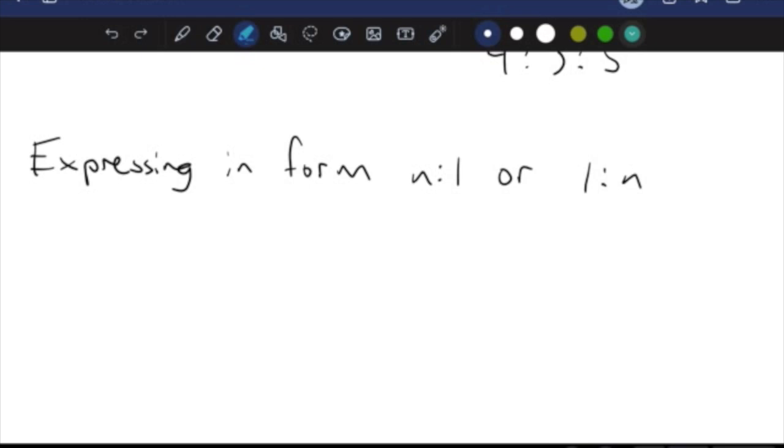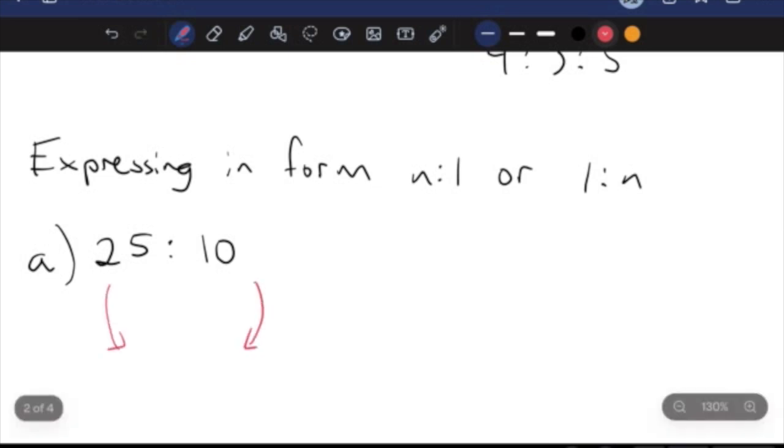So for part A here, I want to express 25 to 10 in this form n to 1 or 1 to n. Because we want to get one of these down to 1, it's typically going to be the smallest number. So between these two, our 10 is the smallest number, and we want to get that to 1. We can pretty easily do that. We can get any number to 1 by dividing it by itself. So I'm going to divide 10 by 10. That's going to give me 1.